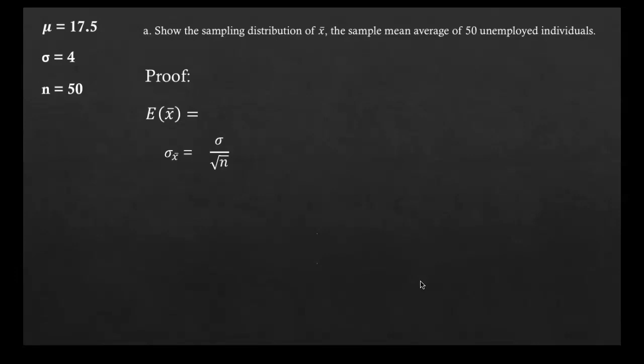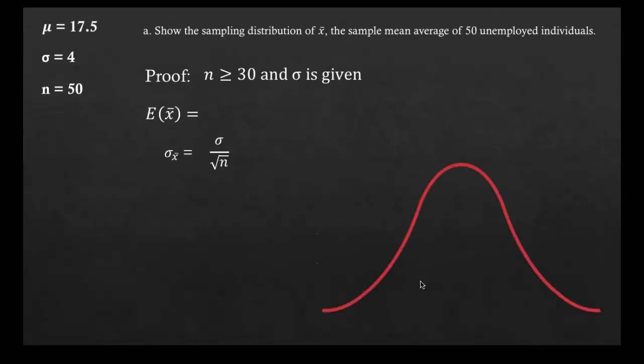So the proof that we can use here is that n is greater than or equal to 30, and our sigma is given. So since we proved that it's normally distributed, we can draw the bell curve. Now, the expected value. The expected value is going to just be the mean. So our mean was 17.5, so our expected value is 17.5. We can now put the expected value on our bell curve.